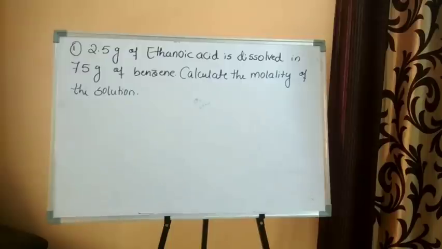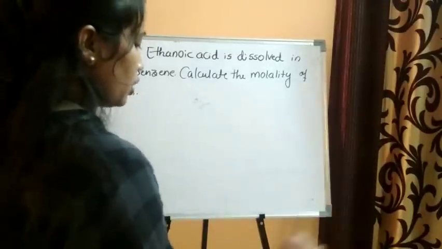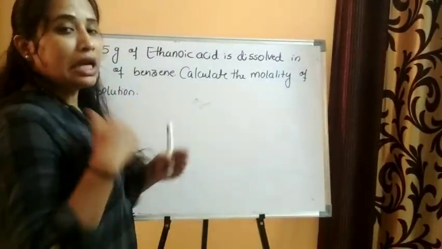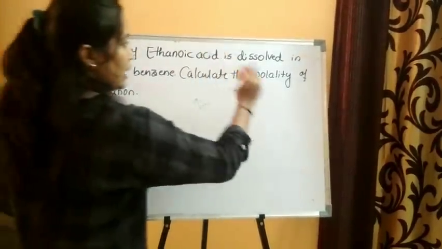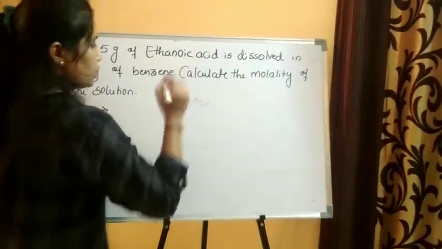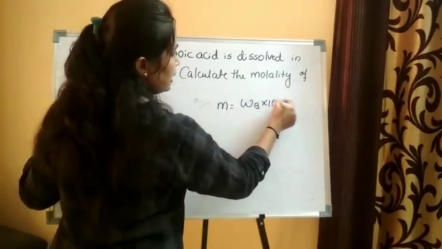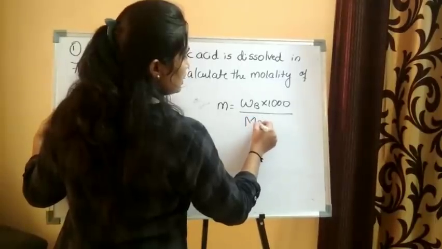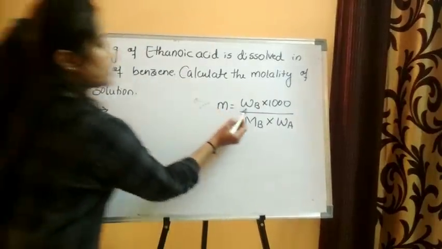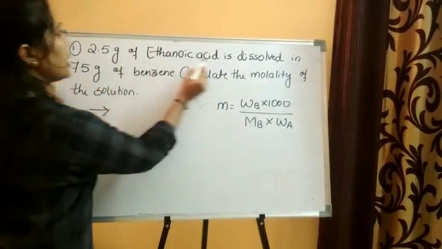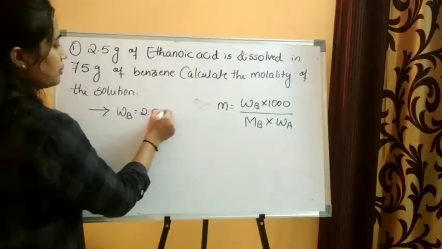There are two methods through which we can calculate. Always write down whatever the given points are, then it becomes very easy to solve the problem. Here we need to find the molality directly. You know the formula: molality is equal to weight of the solute into 1000 divided by molar mass of the solute into weight of the solvent. This is the standard formula. The weight of the solute is 2.5 gram.